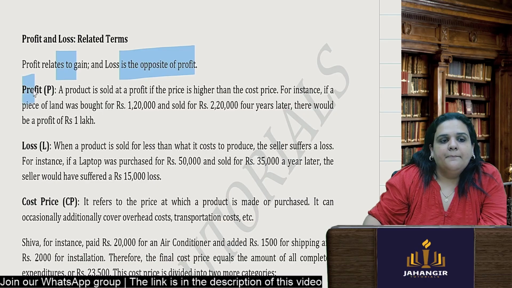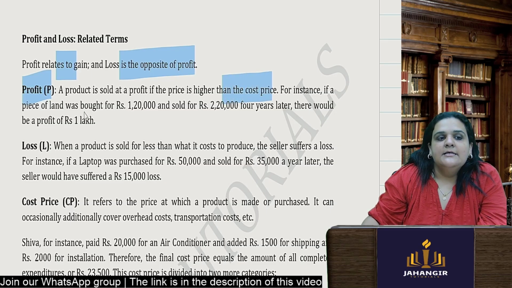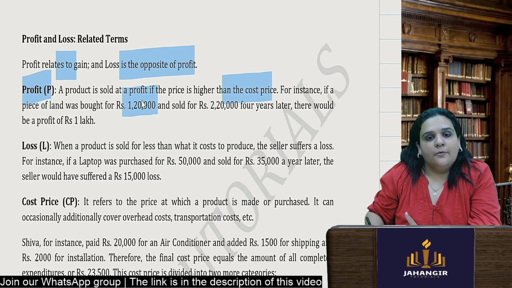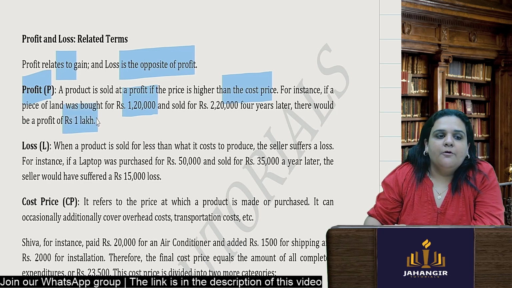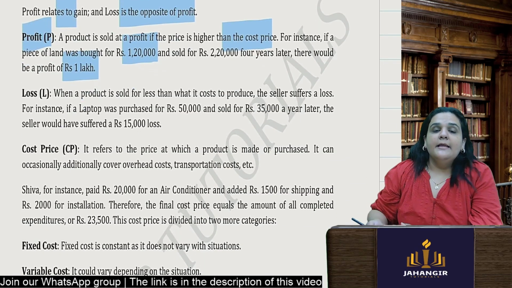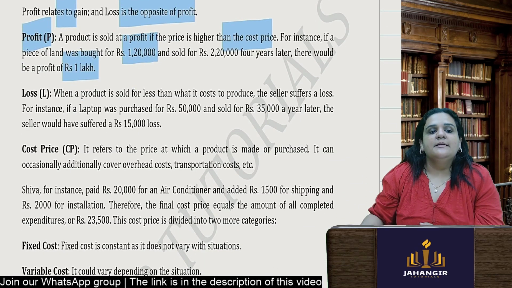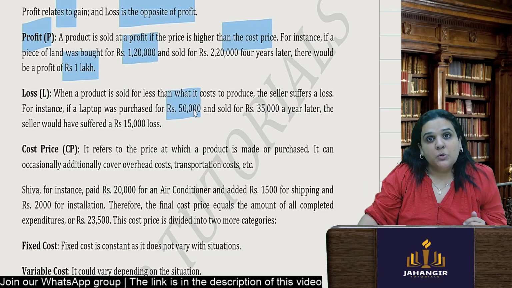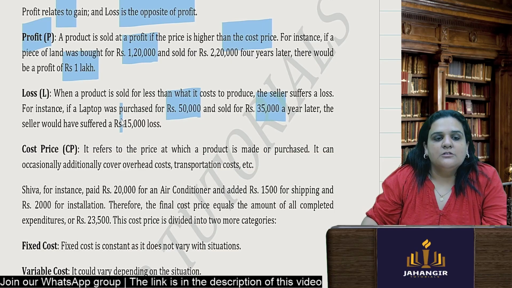So say P, profit. A product is sold at a profit if the selling price is higher than the cost price. Obviously, say I bought the land for 1,20,000. When I got it, I paid 1,20,000. And then I sold it for 2,20,000. So I made a profit of 1 lakh rupees. Loss will occur when my purchase price is more than my selling price. So say I purchased the laptop for 50,000, but I sold it at 35,000. So I suffered a loss of 15,000.